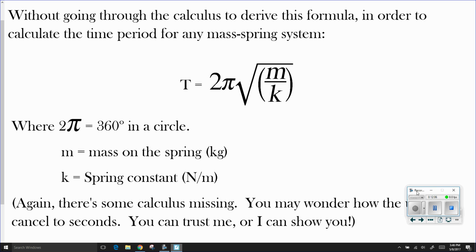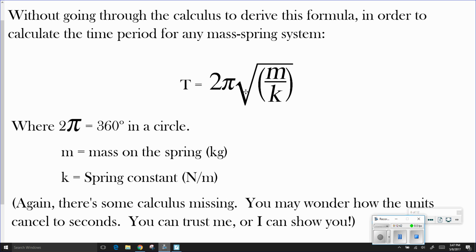Again, know that there's some calculus missing here, and you may wonder how mass divided by newtons per meter is going to equal seconds. Take a leap of faith that it does. If you want to know the calculus why, I will show you. But for the time being, even though the units don't really reconcile themselves here, take it on a leap of faith that this equation will allow you to find the time period for any mass spring system.